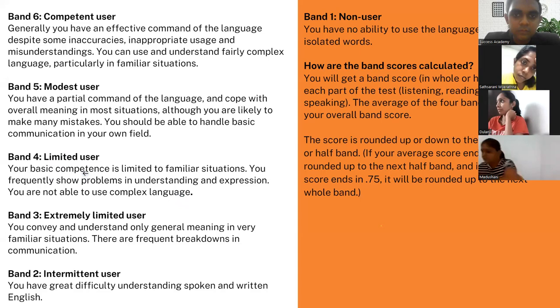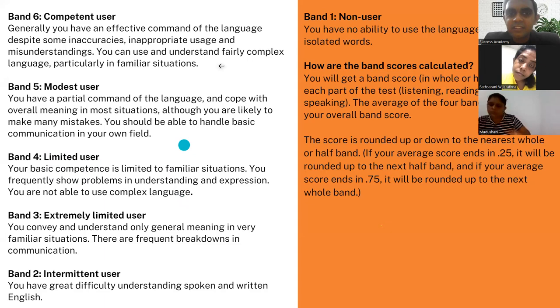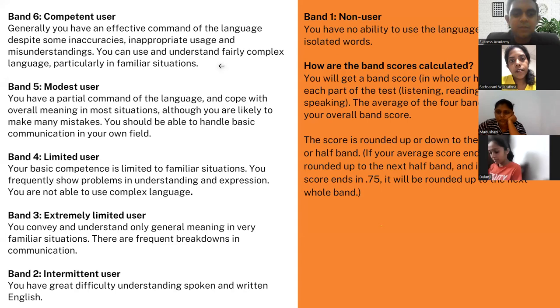A Band 4 student can typically string English together. That means he can manage to speak English in certain situations. He can manage to speak English in certain situations, but he's unable to form complex sentences, use complex words, or complex language. That is difficult for them. But typically they are able to manage. They're able to understand a few sentences. They're able to speak a few words. It's a very basic level of English.